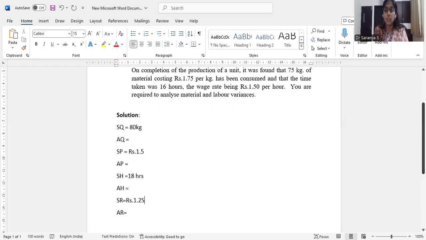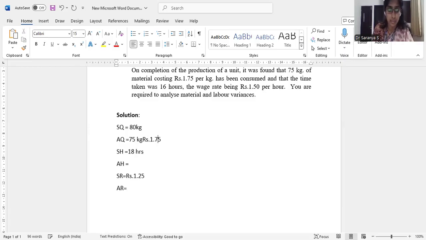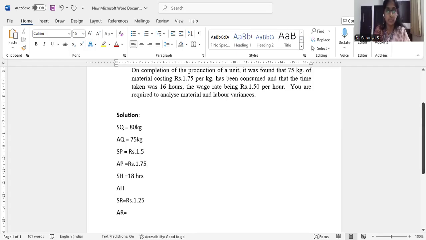On completion of the production of a unit, it was found that 75 kg of material costing rupees 1.75 per kg has been consumed, which means it is actual data. It has been consumed, right? It's used. So it is actual data. So it was found that 75 kg is consumed. So actual quantity is 75 kg. Actual price is rupees 1.75 per kg.